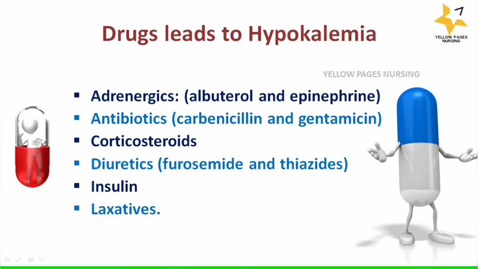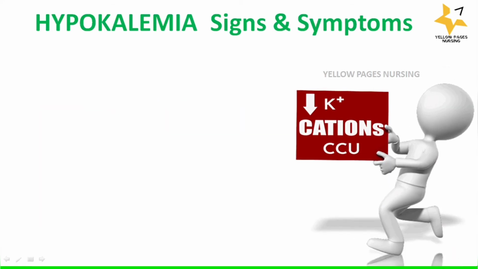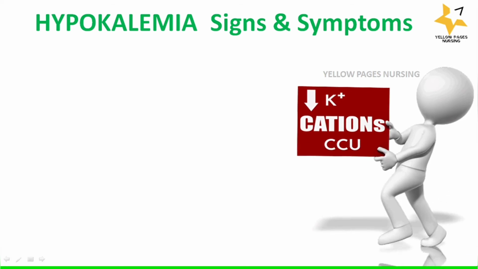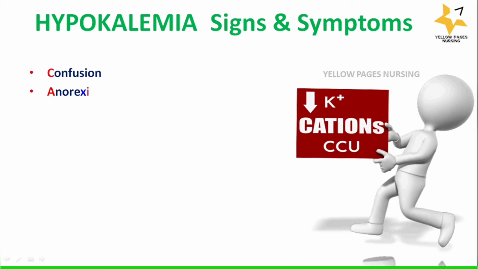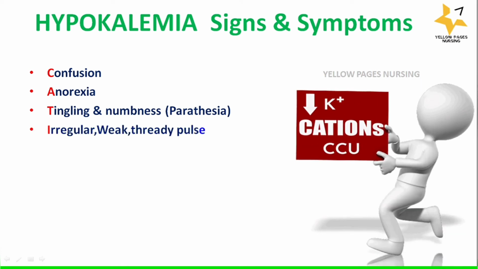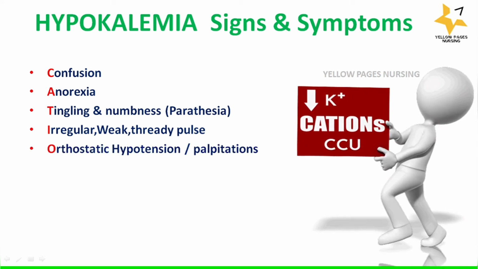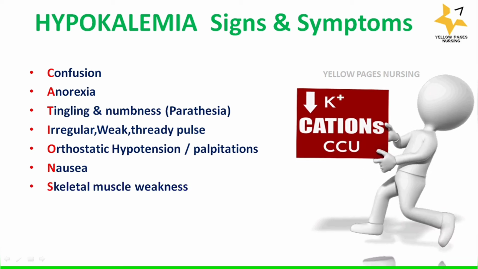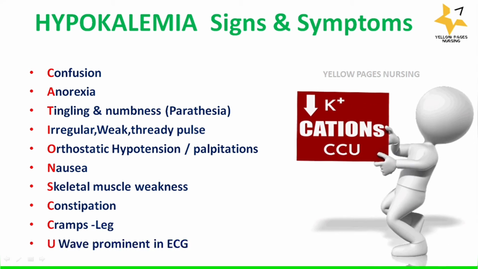Let's discuss the clinical manifestations of hypokalemia. For easy remembrance, the general signs and symptoms are categorized under the mnemonic CAUTION CCU and are as follows: confusion, anorexia, tingling and numbness, that is paresthesia, irregular weak thready pulse, orthostatic hypotension or palpitations, nausea, skeletal muscle weakness, constipation, cramps in legs, U-wave prominent in ECG.